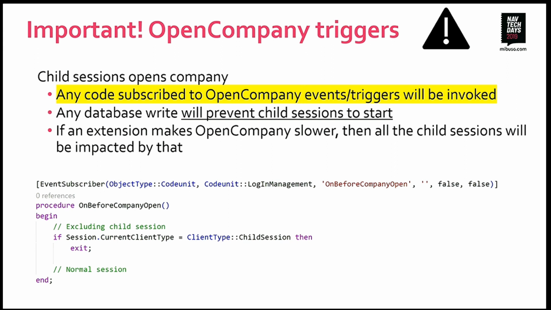Today, they will go through the OpenCompany trigger, and if you have a lot of code there, those background calculations can be slow. So that's why I'm telling you about that. And we add a very small code snippet in the system to say, if you're running child sessions, don't run a lot of stuff. And then all good. And how does it work?